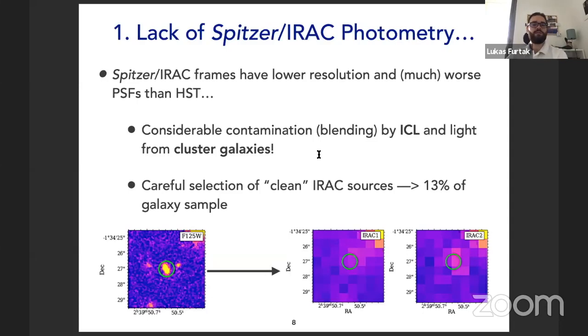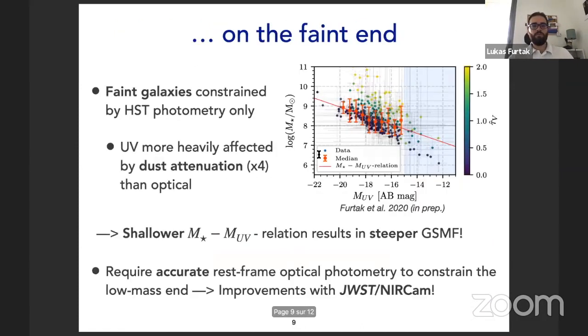So after selecting sources that have really clean and trusted IRAC photometry, this is actually a pretty small sample of our galaxies, and these are mostly bright galaxies. So on the high mass end. The very faint, very low mass end galaxies, most of them don't have any IRAC photometry in our sample, which means that these very faint and low mass galaxies are going to be mostly constrained by rest-frame UV photometry only, which is not really suited to measure stellar masses, right?